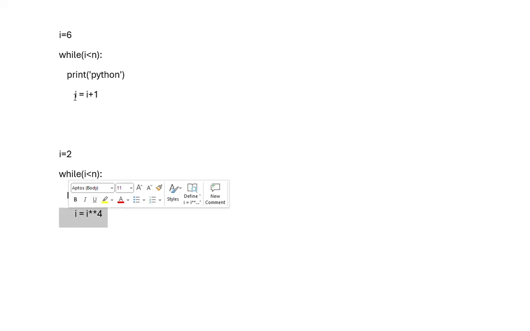We come down to this one, and this code's similar, except for this. The previous one said I equals I plus 1, so we increase by 1 each time. This is different. The growth rate of I is raised by the power of 2 on each iteration.